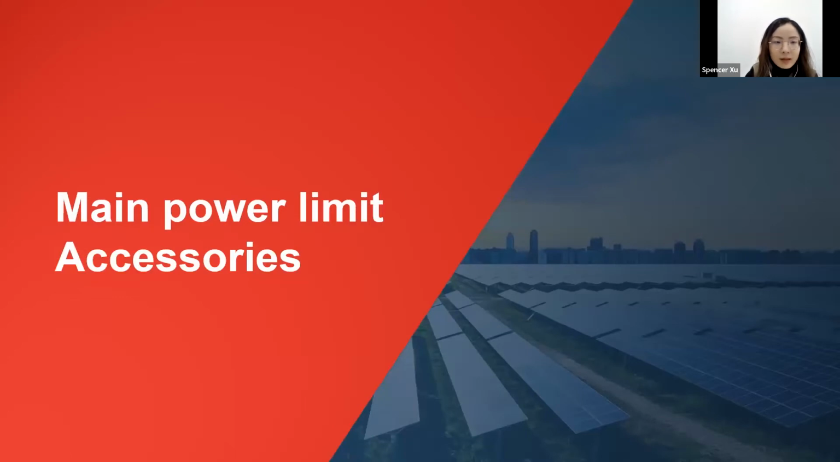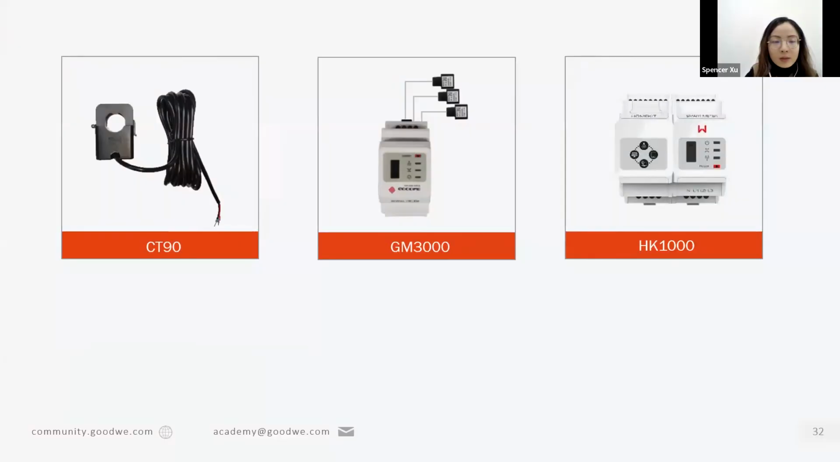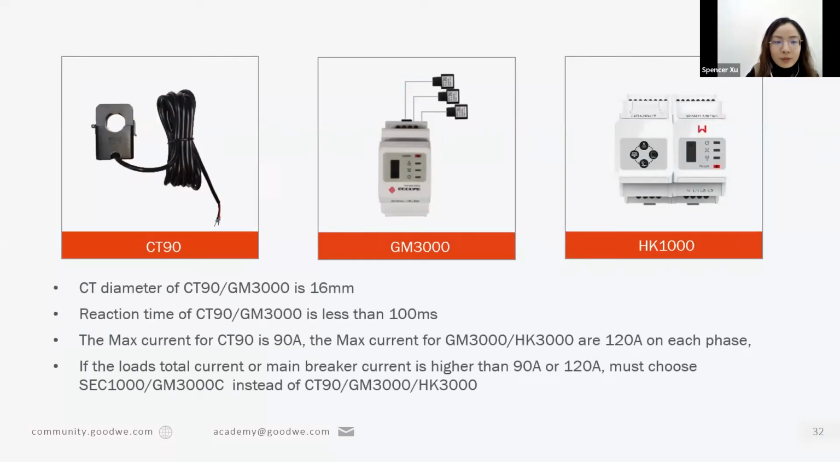Okay, next, let's look at the export power limit accessories we've mentioned. Here I summarized all the equipment we are going to use in the export power limit solutions. First of all, for single phase, we can use the CT90 to do the export power limit. For the three-phase scenarios, we will need a GM3000 with 3 CTs to do the power limit. And if we need load consumption monitoring, we can use HK1000, or HK3000 for three phases.